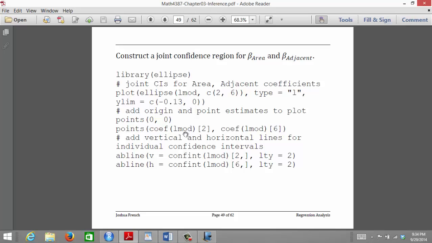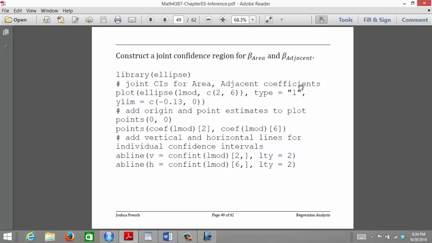So I mentioned that we can construct simultaneous confidence regions for our regression coefficients using the ellipse package. And so that's what I'm going to do right now. I load the ellipse package. Make sure you install that on your computer if you haven't done so already. I use the plot function on the ellipse function of my linear model. So you take ellipse lmod, then you have to specify which regression coefficients you want to construct a confidence interval for. And you also have to specify the type of interval here.